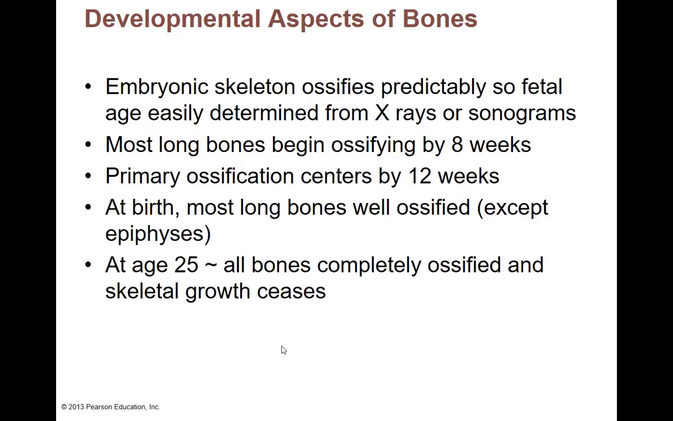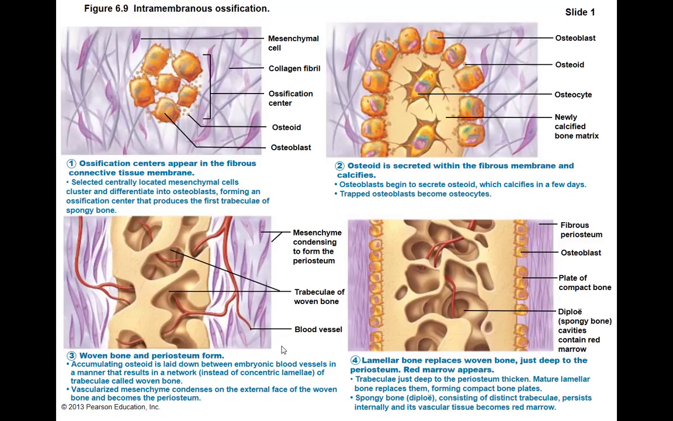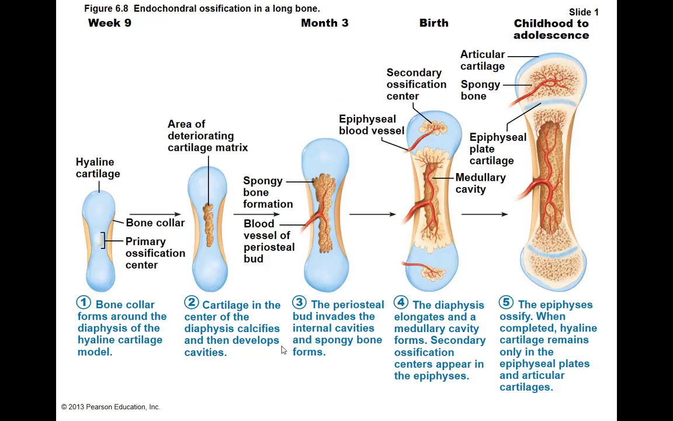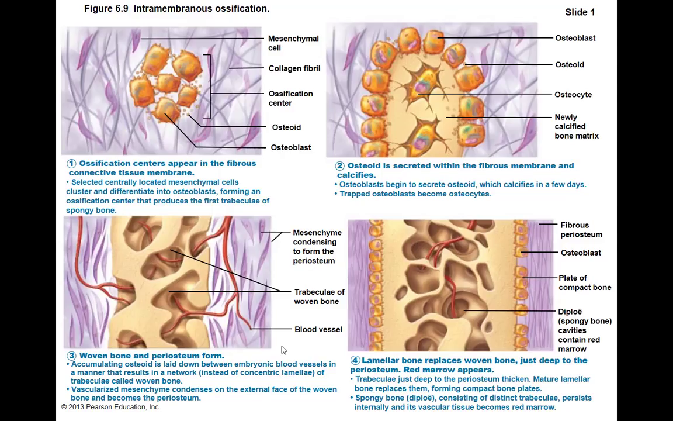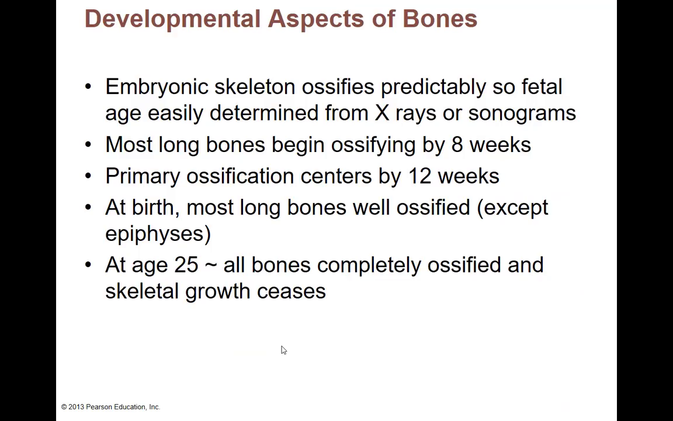You're going to start to see some primary ossification centers. You're going to start to see some of these in your long bones by week 12 of a fetus, so it barely looks like anything at this point. By the time they're born, most long bones are ossified, except at the epiphyses, where you still have some spongy bone and you still have the epiphyseal plate. But by age 25, all of your bones, including your feet, should be completely ossified. No more cartilage. Everything's fully made. Your bones aren't changing anymore.